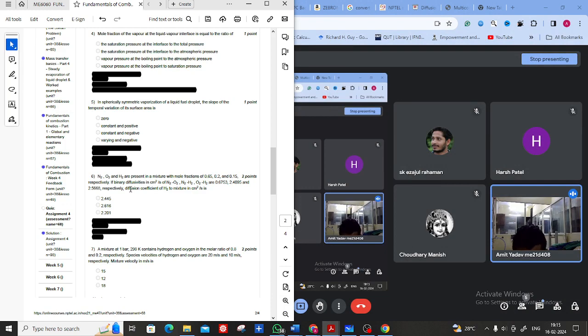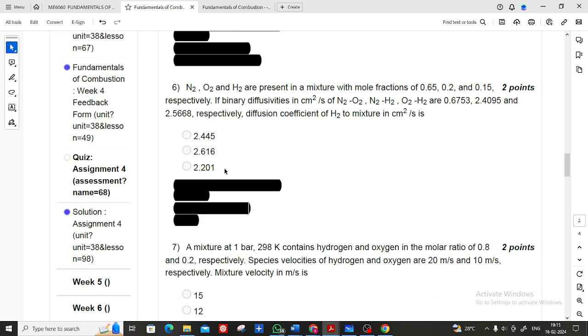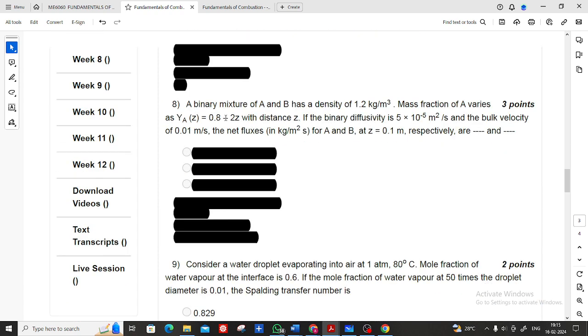Question number 8. A binary mixture of A and B has the density of 1.2 kg per meter cube. The mass fraction of A varies along Z with distance Z. If the binary diffusivity is given and the bulk velocity is given, the net flux for A and B at Z equal to 0.1 meter is? We need to calculate the net flux.